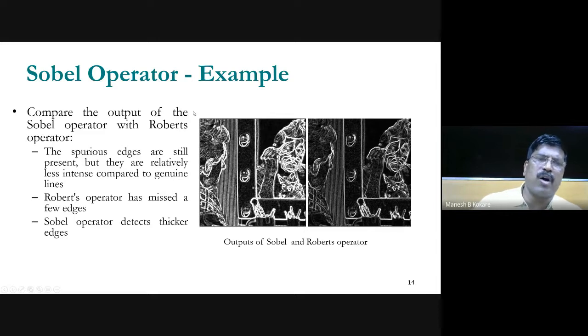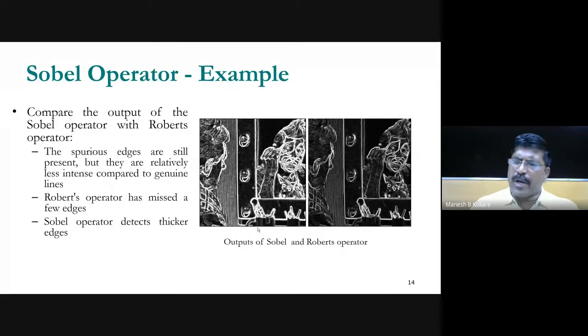So if you compare the output of the Sobel operator with the Roberts operator, the spurious edges are still present, but they are relatively less intense compared to the genuine lines. And the Roberts operator has missed a few edges, and the Sobel operator detects thicker edges. So edges detected by the Sobel operator are thicker as compared to the Roberts operator.